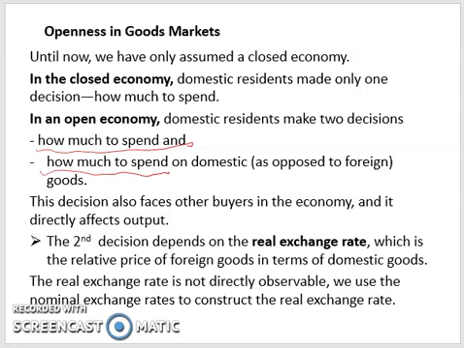One thing to note is that the real exchange rate is not directly observable, and you will not find it in any newspaper. What you will find in newspapers are nominal exchange rates, the relative price of currencies. So how much of one currency do you need to spend to acquire another currency? We start by looking at the nominal exchange rate, and then see how we can use it to construct the real exchange rate. And we'll do this in the next video.